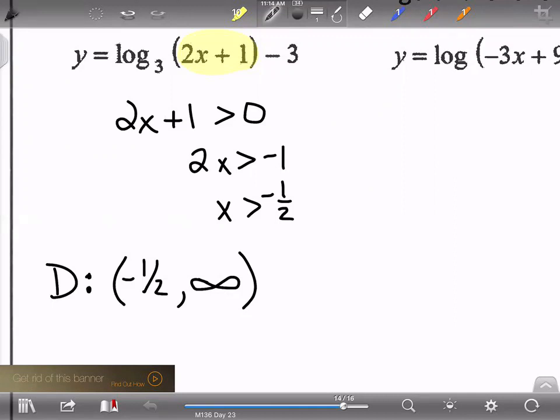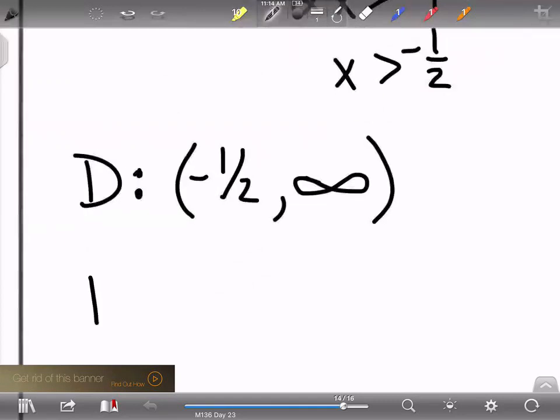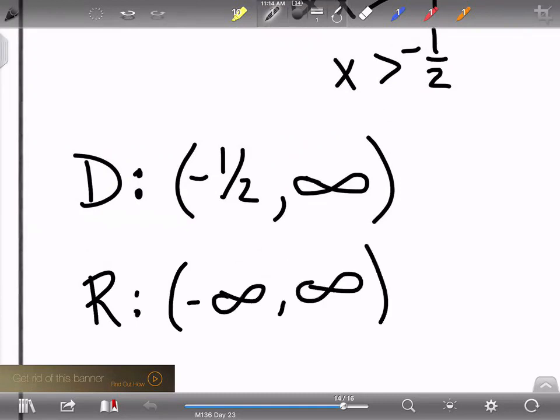For my range, your range will be the same for every single one of these. My range is going to be negative infinity to positive infinity. Any y value is possible.